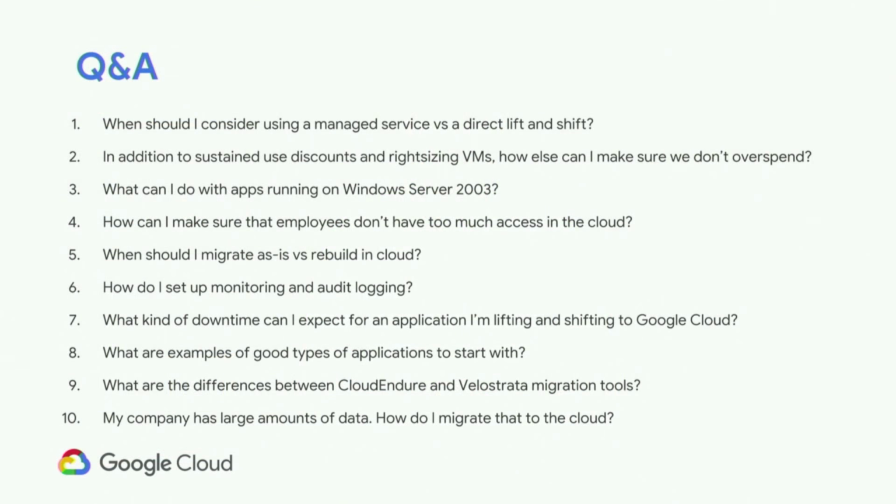All right, next question. In addition to sustained use discounts and right-sizing VMs, how else can I make sure we don't overspend? So this is one of the common questions that comes up because the spending model is different on premises than in the cloud. There are a few additional things that we provide to make it easier for you to control the spending of your organization. One is that we have budgets that you can set. So you can specify a particular dollar amount to make sure you don't go over that in a particular billing cycle. Secondly, we offer billing alerts.